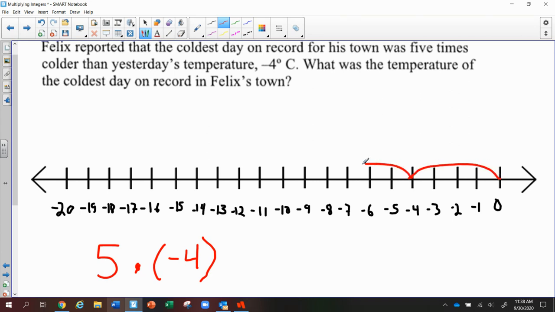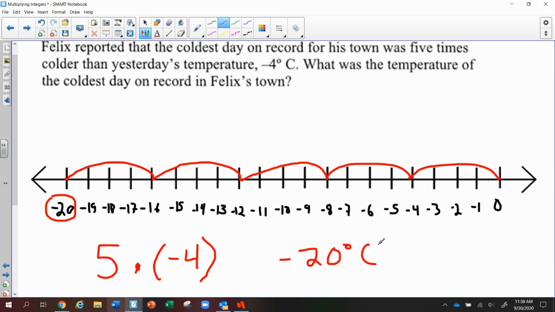1, 2, 3, 4, 5. So we went -4 spaces 5 times. And where do we end? -20. And that's going to be degrees.